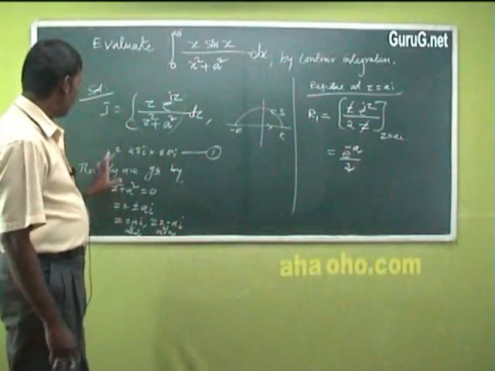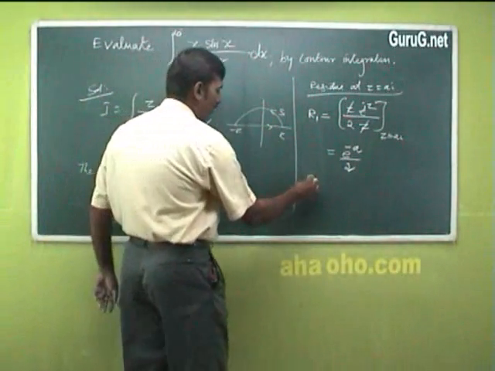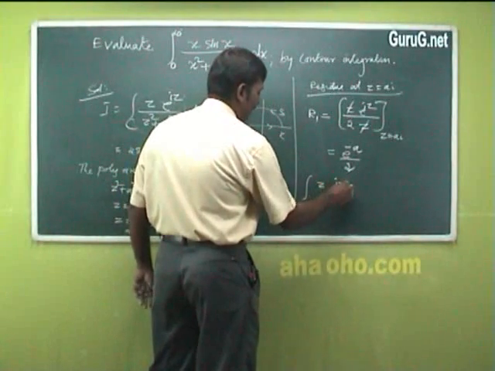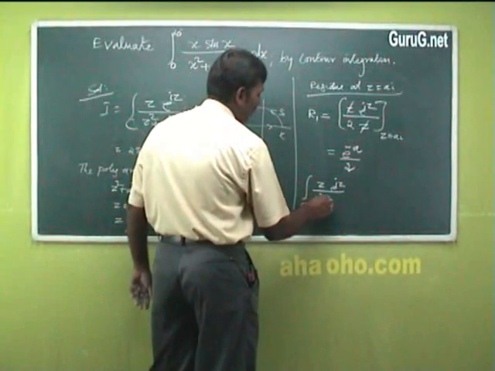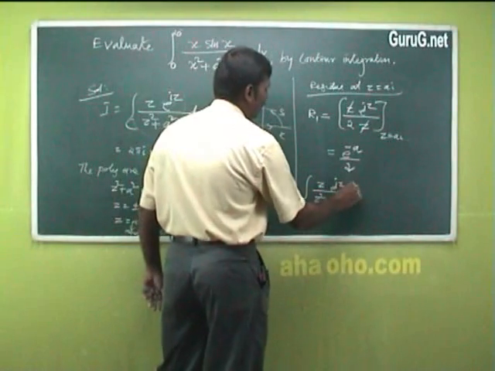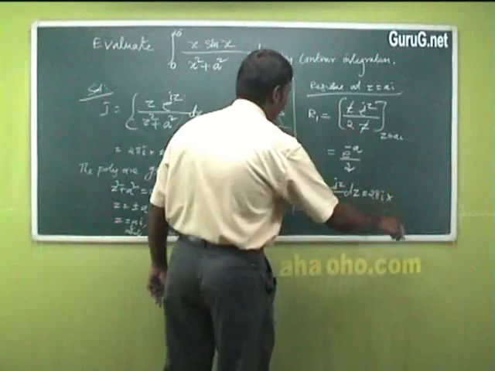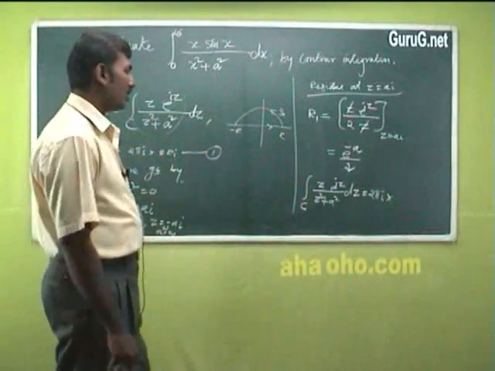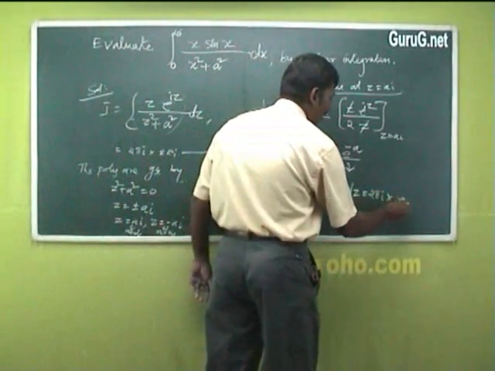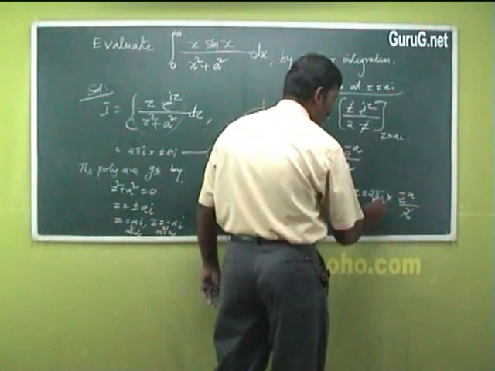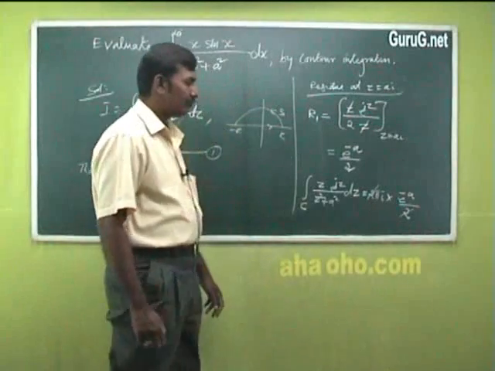Right? So therefore, integral over c of z e power iz by z squared plus a squared into dz equal to 2 pi i into the sum of the residues. So only one residue, so e power minus a by 2. So this 2 gets cancelled. Right?